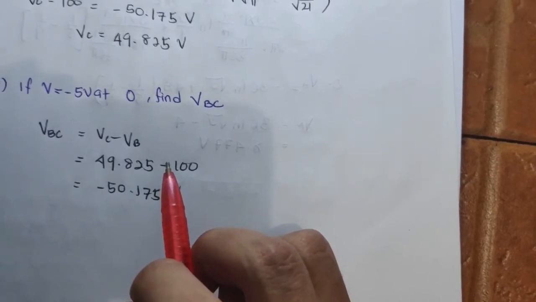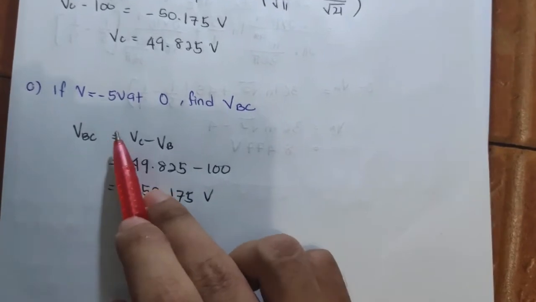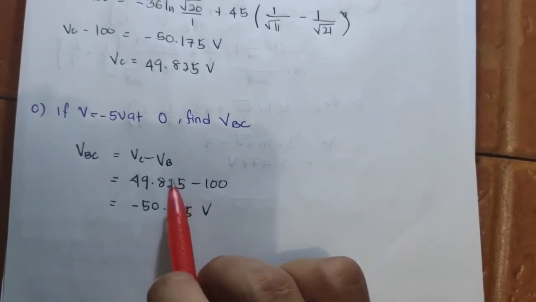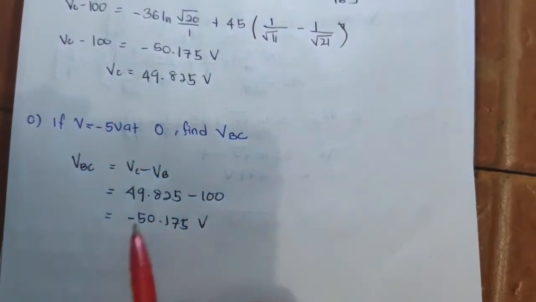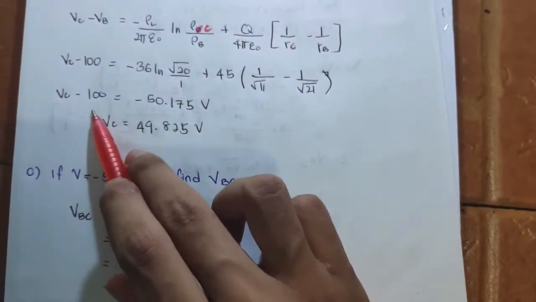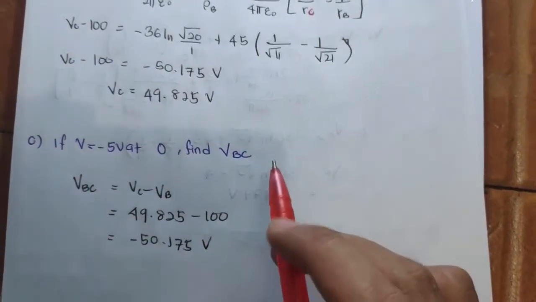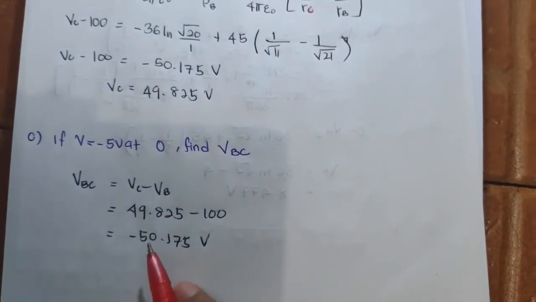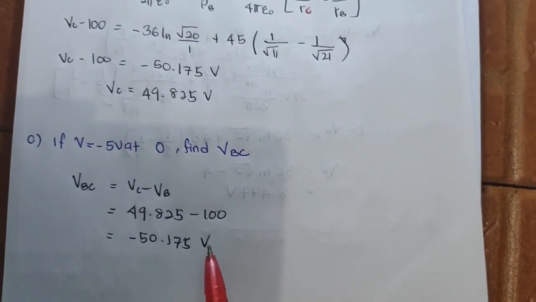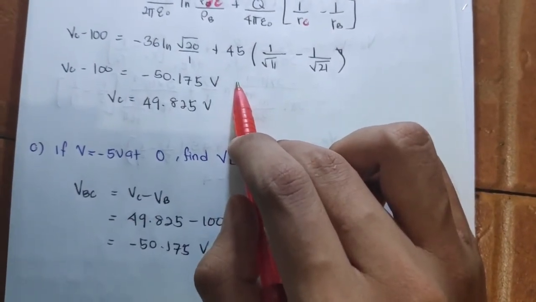And lastly, for the final question, to find the potential difference between 2 points, we don't need a potential reference if a common reference is assumed. So we just use VBC equals VC minus VB. We have the value of VC and the value of VB, so we just substitute and solve it, and we get negative 50.175 volt, the same as in the question here. So that's all.